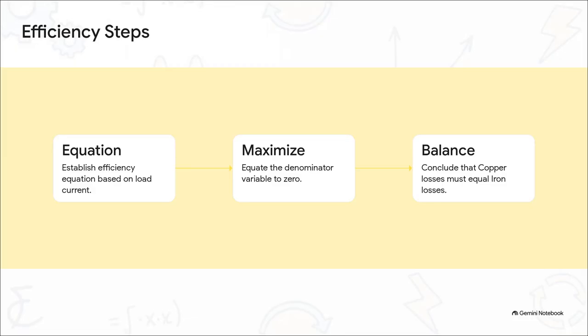Okay, so let's follow the math. Step 1. We establish the efficiency equation based on the load current. Since terminal voltage is pretty much constant, efficiency really hinges on that load current. Step 2. To maximize the efficiency ratio, we need to find the absolute lowest point of energy waste. If you run a bit of calculus on this, specifically by minimizing the denominator where our variable losses live, we arrive at a major theoretical breakthrough. Step 3. Maximum efficiency happens precisely when those variable copper losses perfectly equal the constant iron losses.